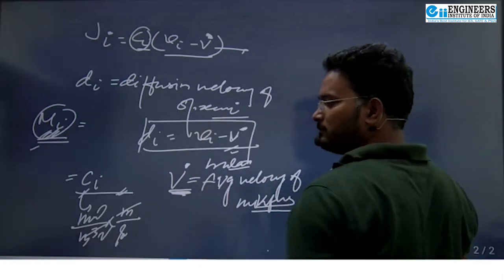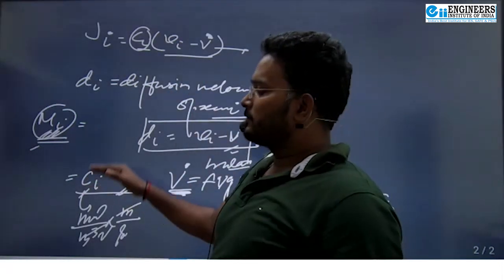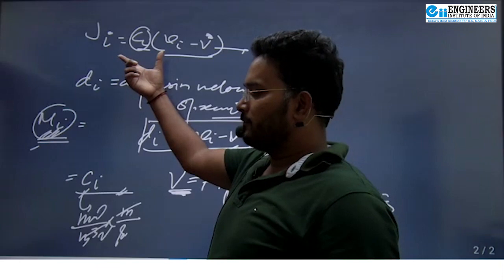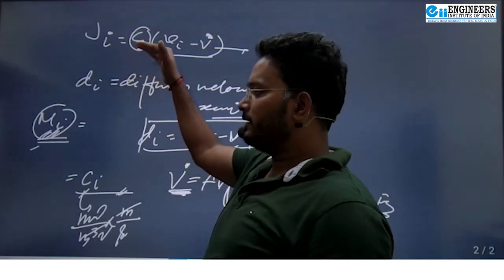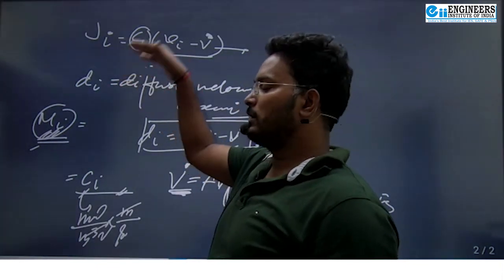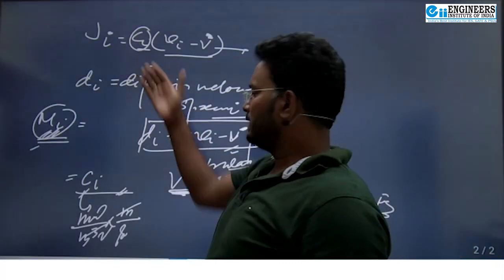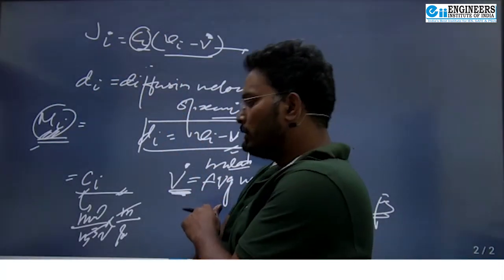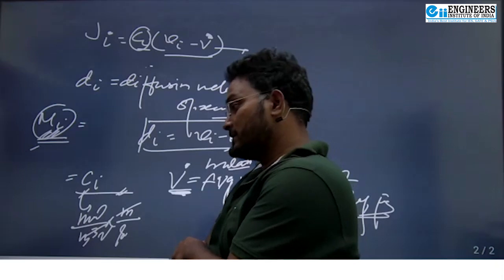Is this clear? Every term I have written in terms of mole, molar flux, molar concentration, then it should be molar average velocity. Molar average velocity. What is the molar average velocity? I am discussing it. Don't worry.